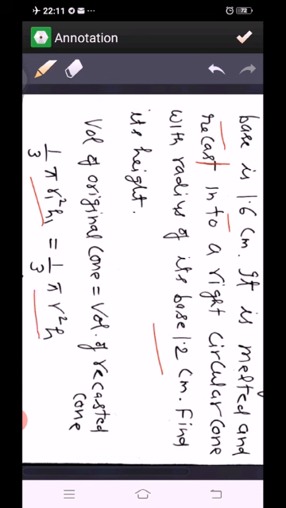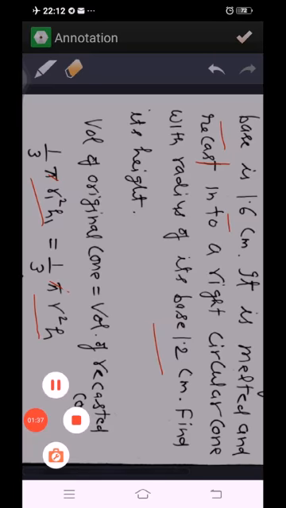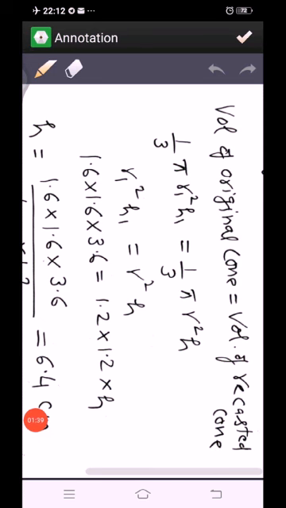So we can see 1 by 3 pi and 1 by 3 pi both sides cancelled. So r1 square h1 equal to r square h.